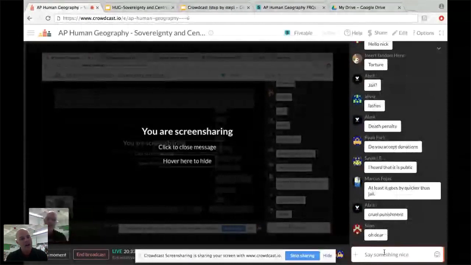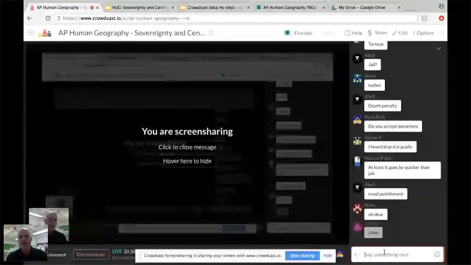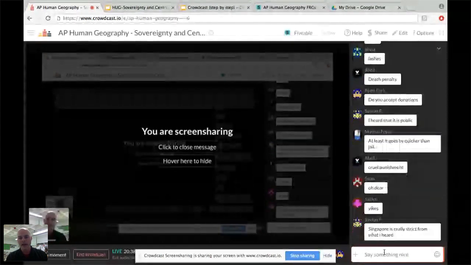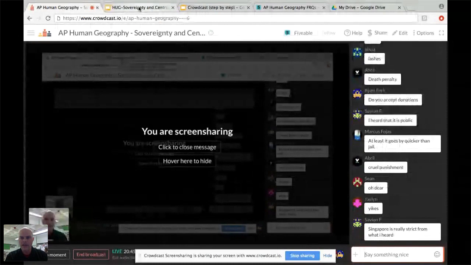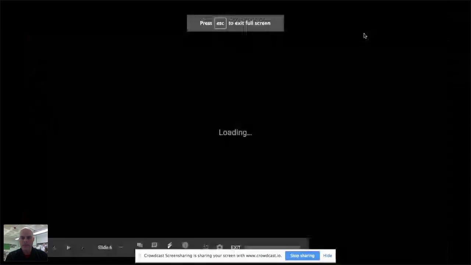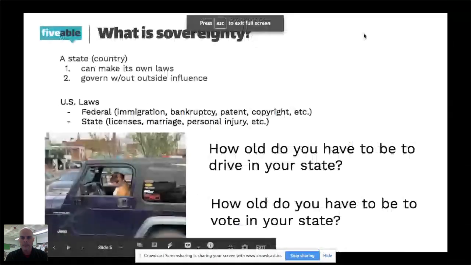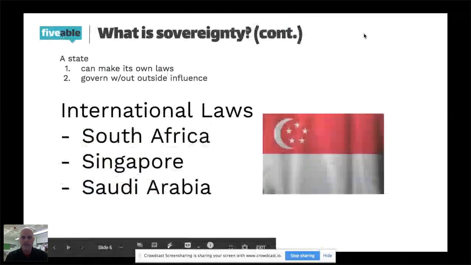So he still was hit with this cane. So yikes is right. Yeah, it was bad. All right. It is very, very strict. Okay. All right. I have one more example for you guys here. That was South Africa. That's the flag of Singapore.